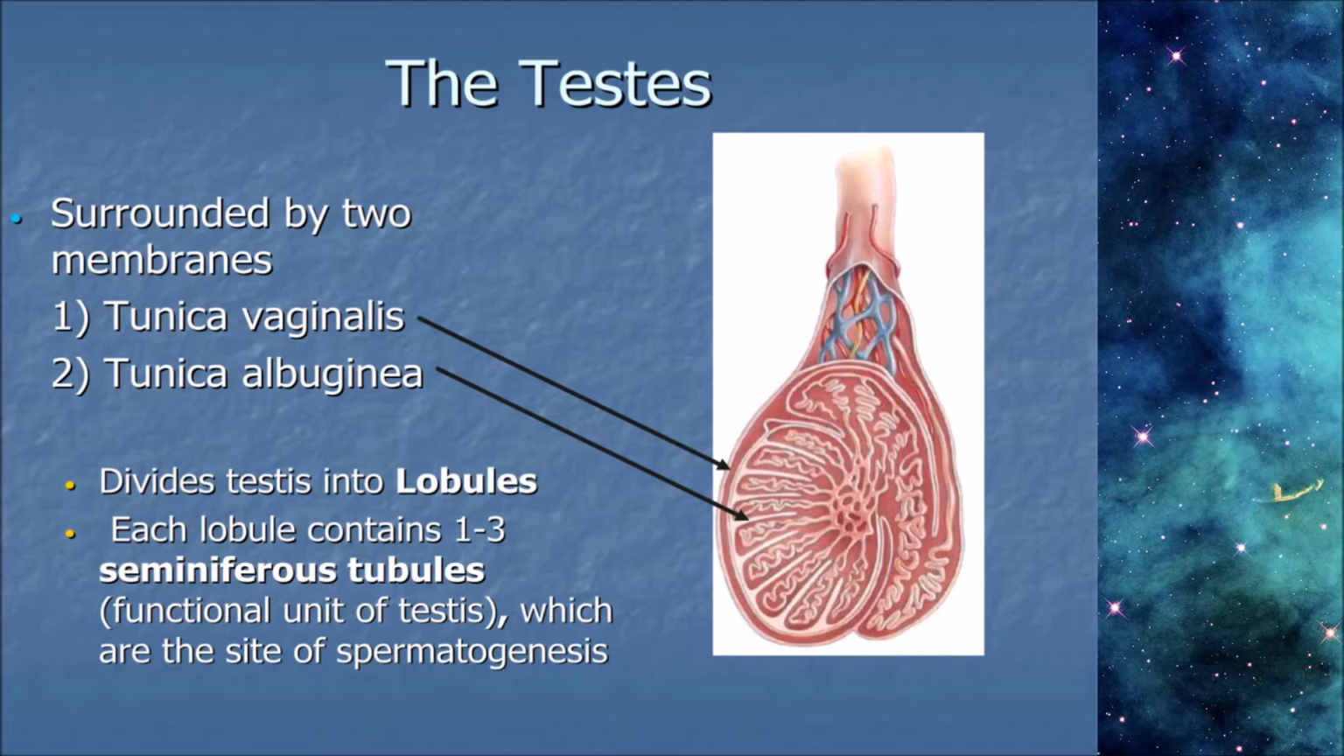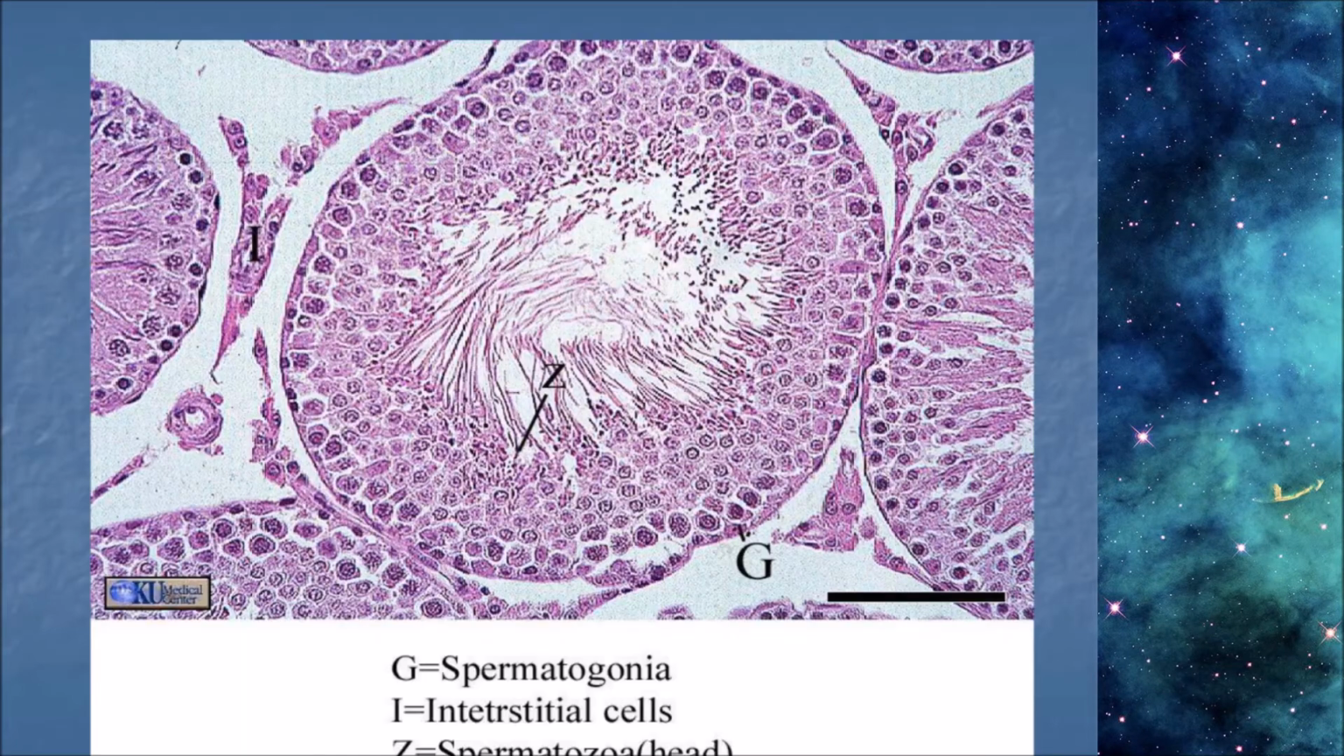These are the functional units of the testis, that is, these are the locations where sperm are produced, and the process of producing sperm is called spermatogenesis. So here's a histological section of the testis and the seminiferous tubules. In the middle of the screen you can see one seminiferous tubule, and on the outside of that tubule you can see something labeled letter G.